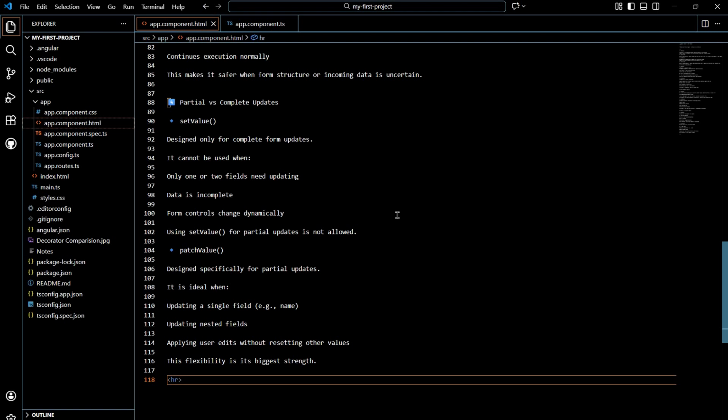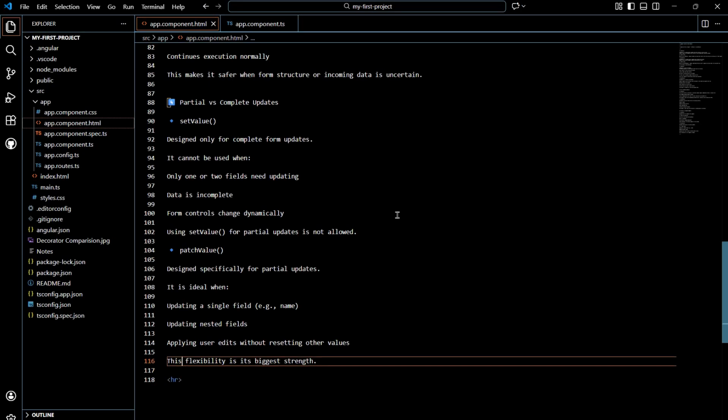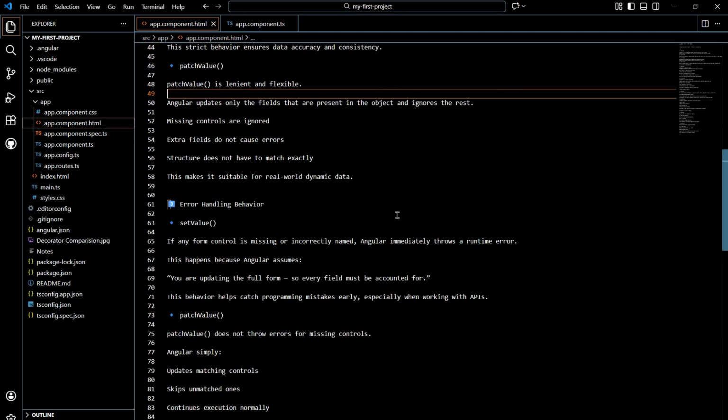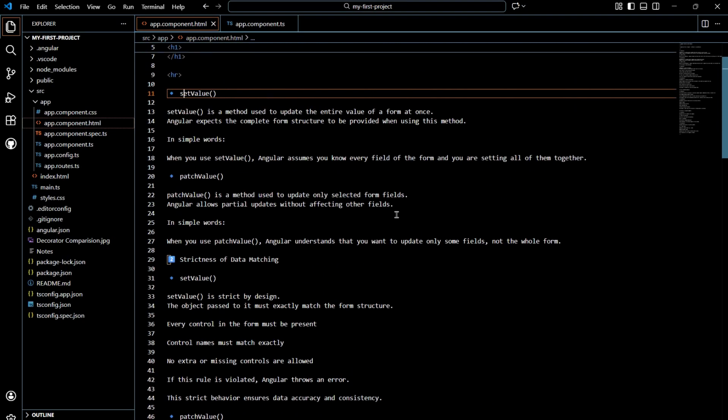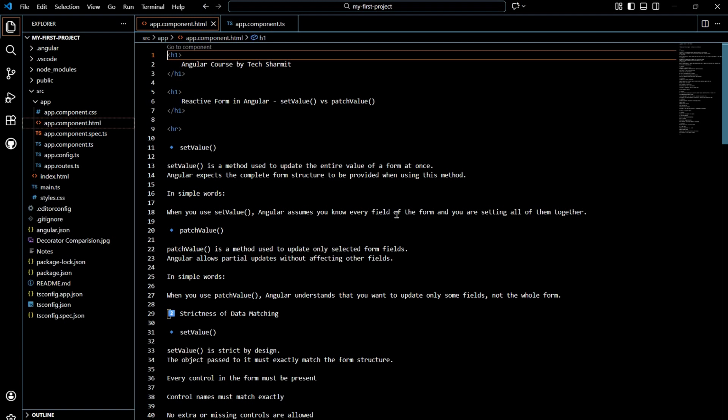Yes, if you want to update a nested field, then it is ideal again. It is also good for applying user edits without resetting other values. So here you can apply the user edit without resetting the other values. This flexibility is its biggest strength. So you can say it is the biggest strength of patch value. So these are the overall pointers that will help us understand the exact difference between set and patch value.